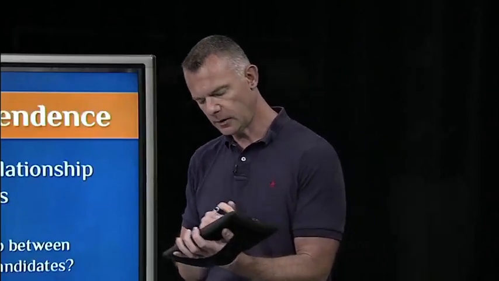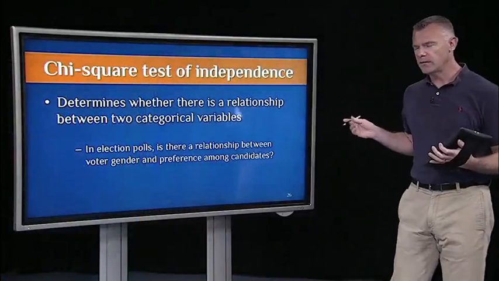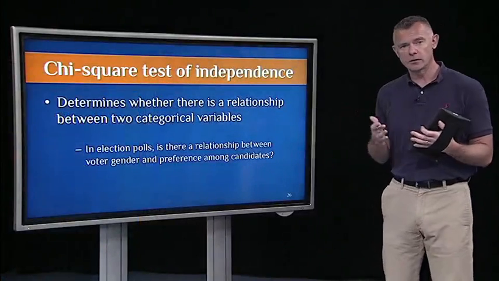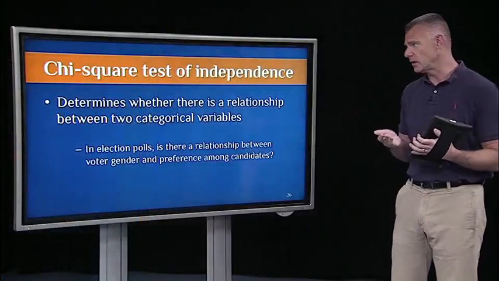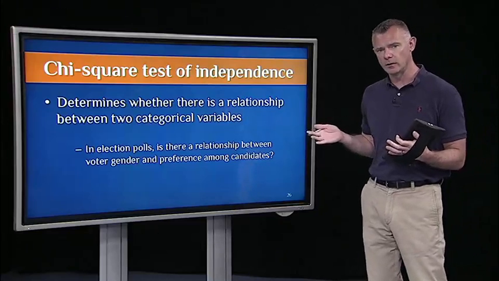Hi, welcome back. We're in lecture 19, and now we're up to segment 2, and in segment 2 we're going to cover the chi-square test of independence. So the chi-square test of independence just determines whether there's a relationship or a contingency between two categorical variables.